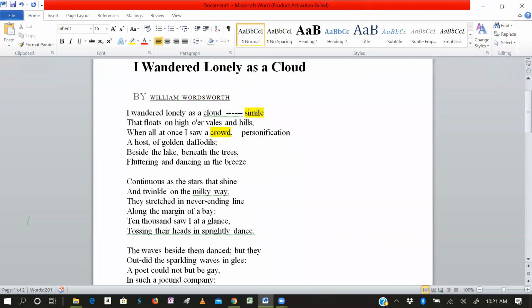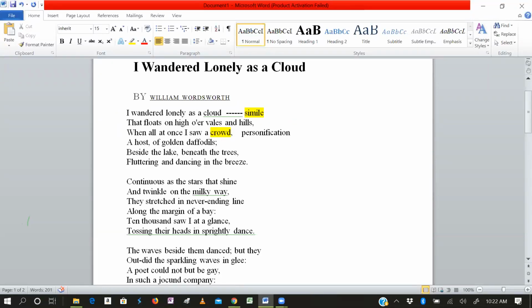Where have they grown? Beside the lake, beneath the trees. You can look at page number 35 of your book. You can see the tree, and down below the daffodils are growing. Look at page number 35, everyone, and see that there is a lake. Near the lake, beneath the tree, the daffodils are growing. So this is the position of the daffodils. And what are they doing? Fluttering and dancing in the breeze.